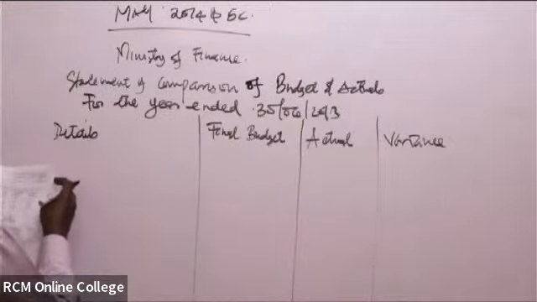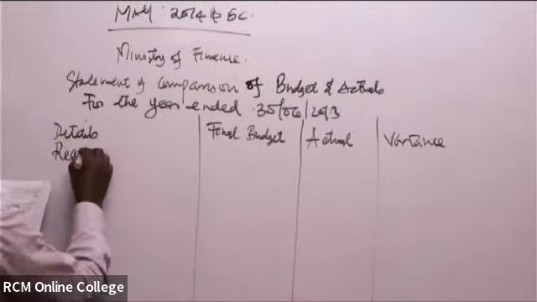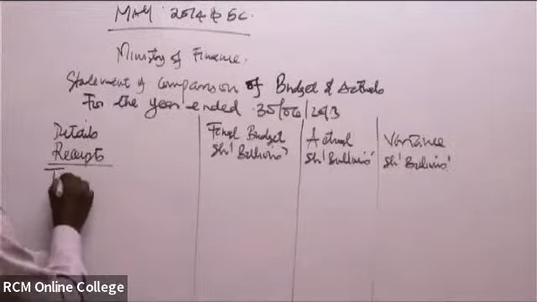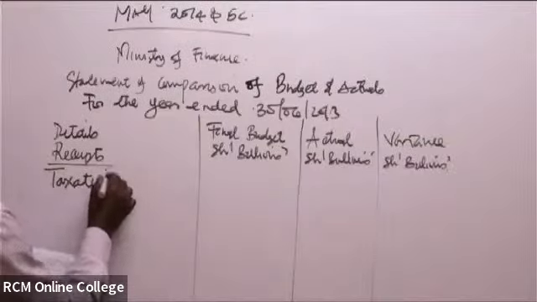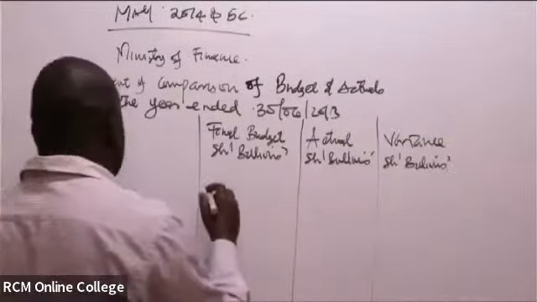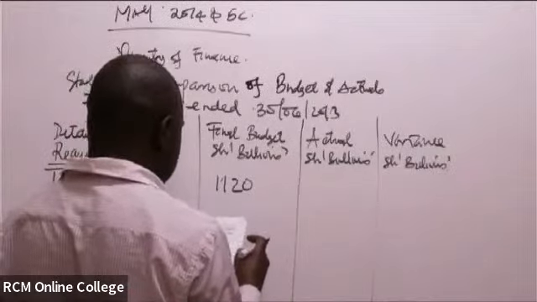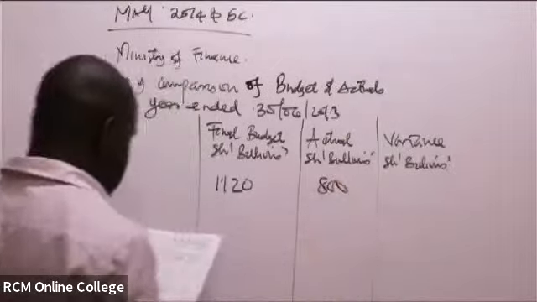So we'll start with the receipts. Our amounts here are in billions of shillings. We can start with taxation. In terms of the final budget, taxation was an amount of 1120, and the actual amount was 800.